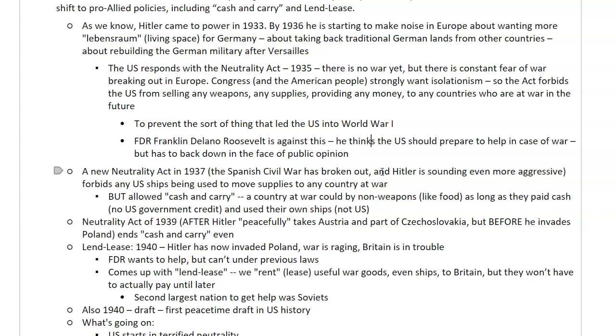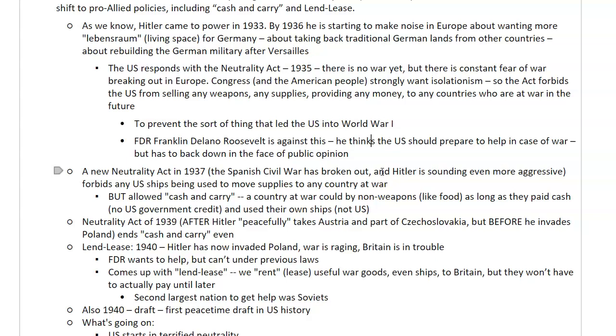So the U.S. sees that happening in Spain. Again, we're not involved. Some individual Americans are. Some famous American authors went over there. Ernest Hemingway went over and helped out in the Spanish Civil War. But again, we're getting afraid. We don't want to get dragged into it. Hitler's starting to sound more aggressive.